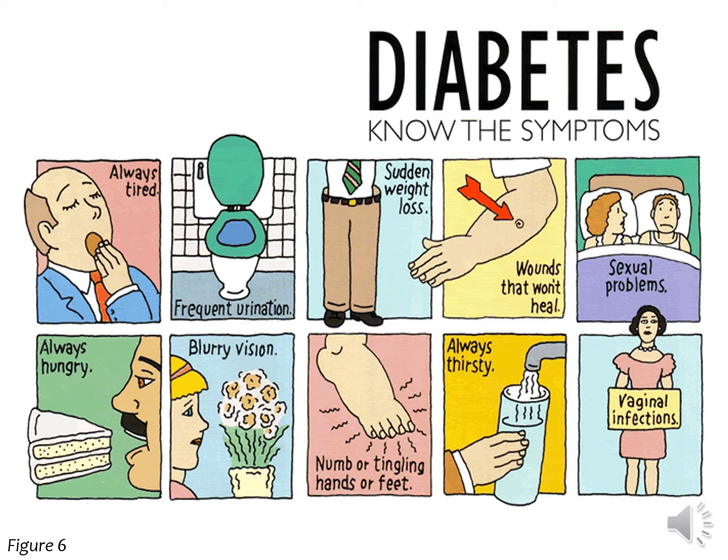Numbness or tingling in your toes and your feet. Again, the blood glucose, that glucose molecule is not good. It's just staying in your bloodstream and causes damage to your extremities. Always thirsty because your body wants to decrease the concentration of glucose. And vaginal infections.